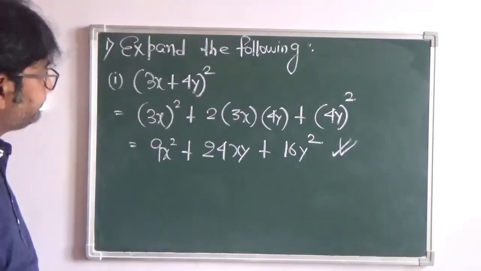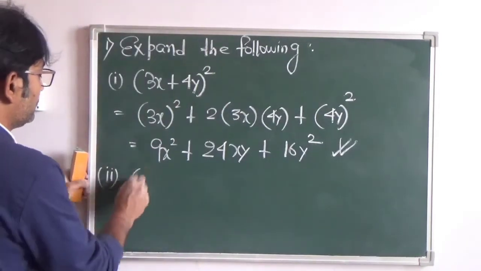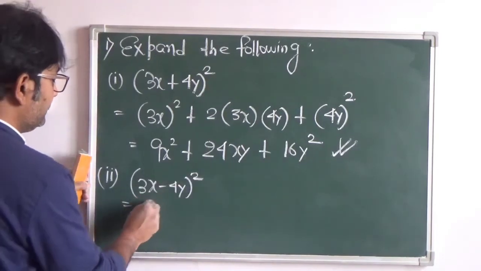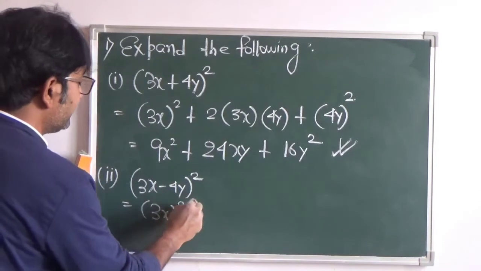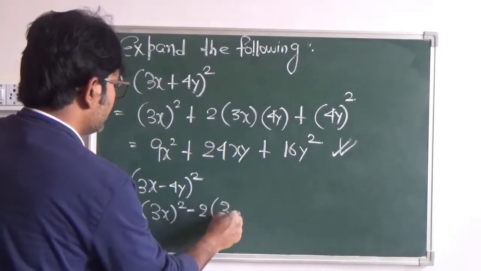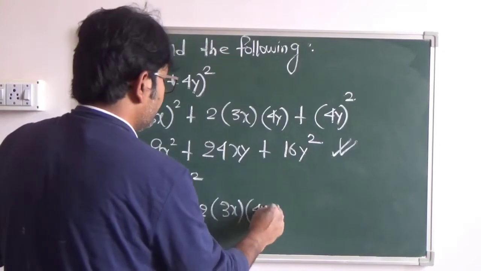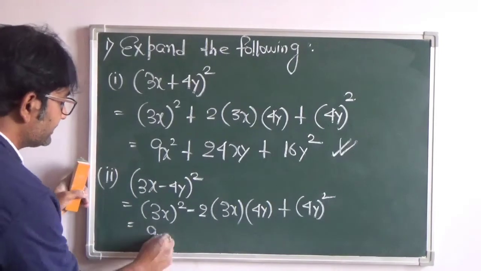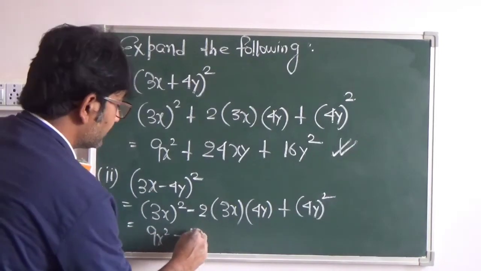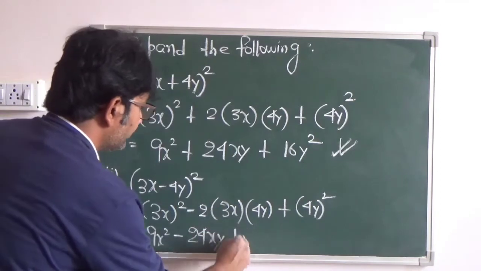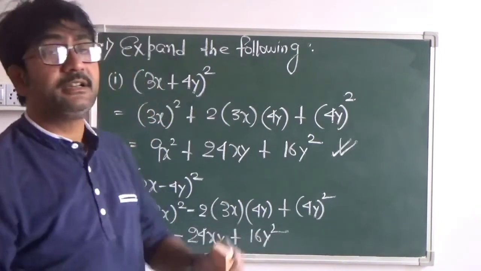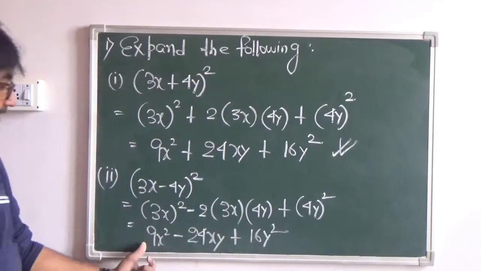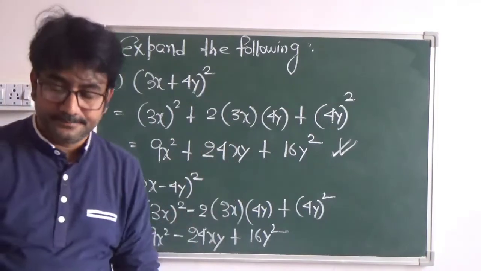Now the next one is (3x - 4y) whole square. It is the same thing, the only thing is the product term will come as a negative. So minus 2 into 3x into 4y plus (4y) square. So write it as 9x square minus 24xy plus 16y square. Remember, square terms can never be negative. Never ever try to write these two terms negative.